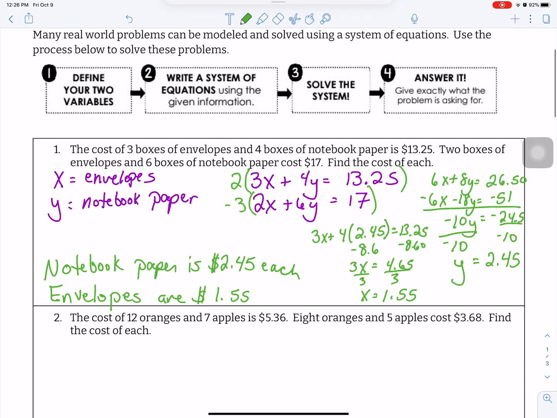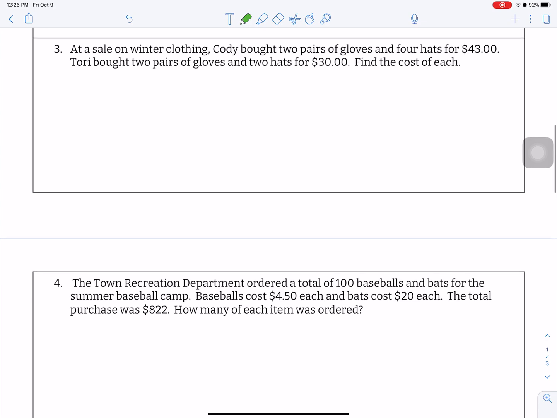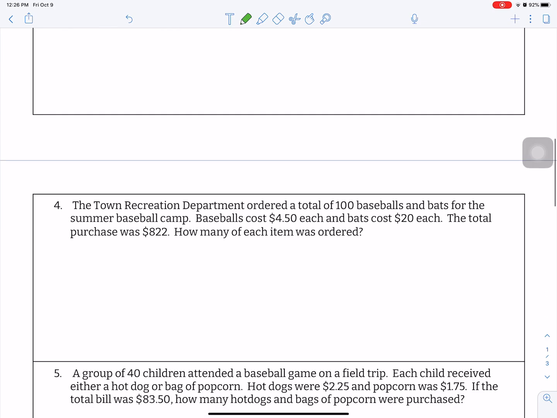2 is very similar, so I'm going to have you try that one on your own and just see what you can come up with. Same with 3. They're that same idea. 4 is a little bit different.